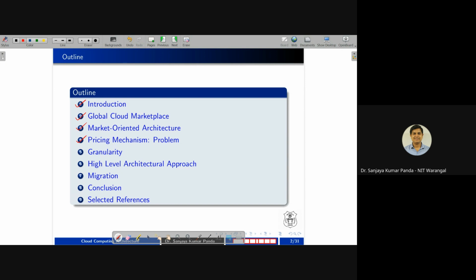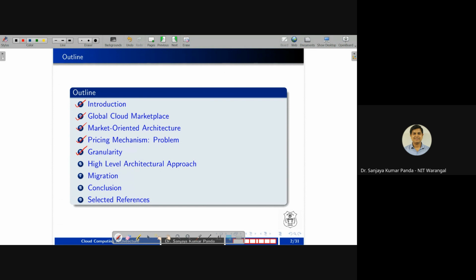So that is based upon the granularity. Then we will discuss some of the other architecture, which we call the high-level architectural approach. Some of the high-level architectural approaches are based upon the service model. Some of the architectural approaches are based upon the deployment model. So we'll see overall what the high-level architectural approach is, and it also introduces different types of services.